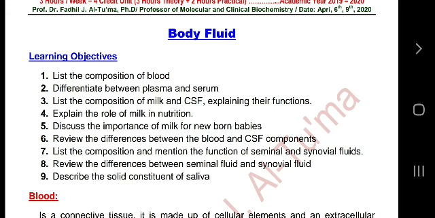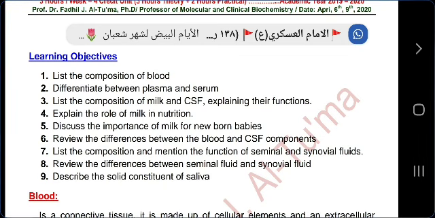The other type of body fluid is human milk, human CSF with their functions. كذلك role of milk or importance of milk for newborn babies. وما هي الفروقات ما بين blood and the CSF component. أيضا راح نعرج على synovial fluid, seminal fluid and other type of body fluid such as saliva. وهنالك أنواع أخرى من البودي فلويد تترك للمستقبل عندما تأخذون مواد متعددة سيعرج عليها في حينها.